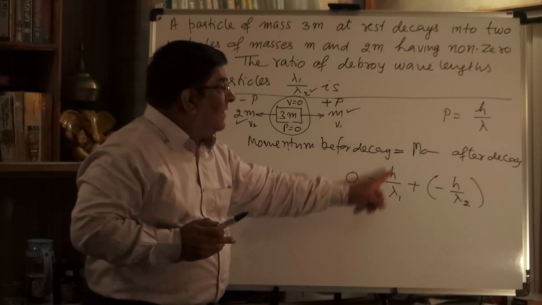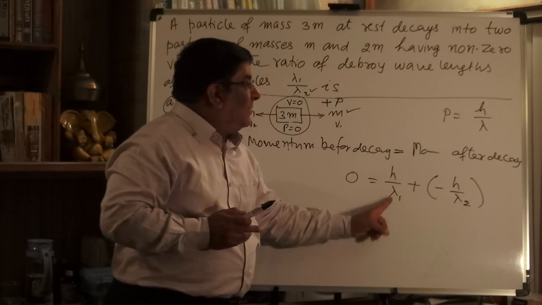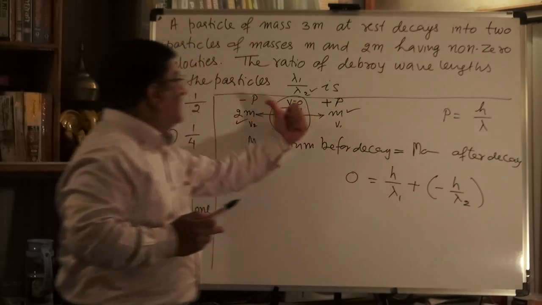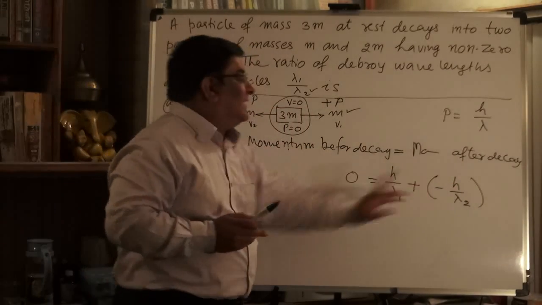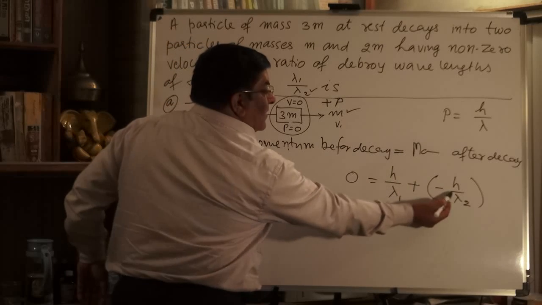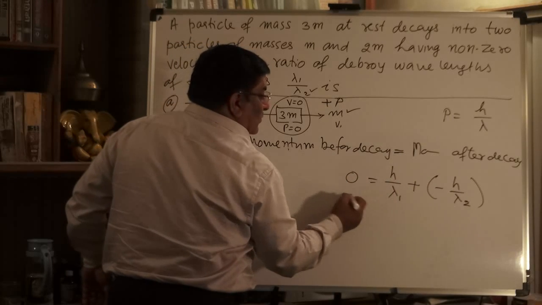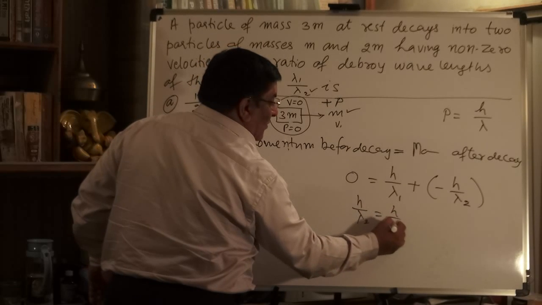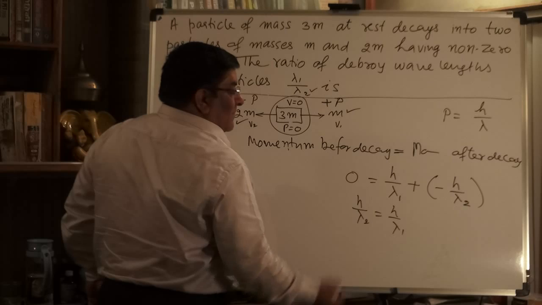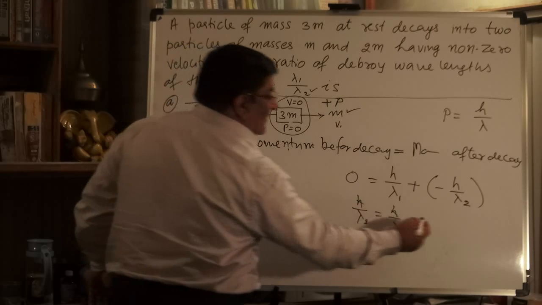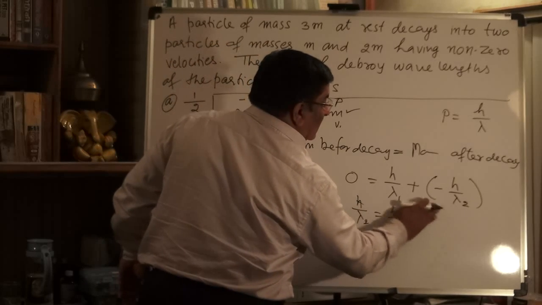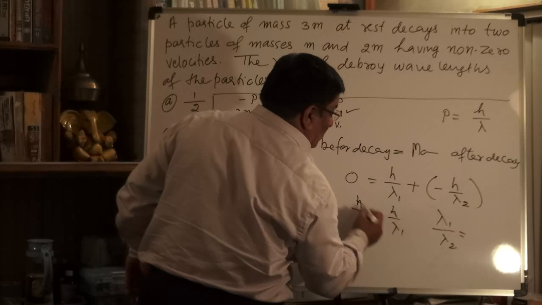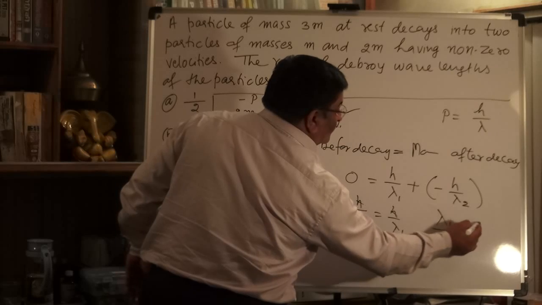So for the first particle we have taken h upon lambda 1, and for the second particle we have taken h upon lambda 2, but the direction is reverse, so it is minus. Now we transfer it to this side, so h upon lambda 2 is equal to h upon lambda 1. H is cancelled, and lambda 1 upon lambda 2 is equal to 1.